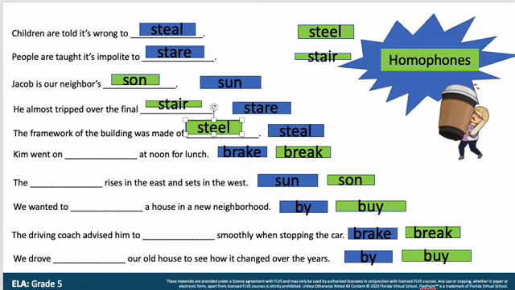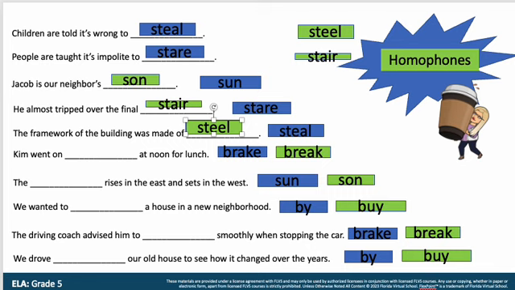All right, I want you to try the next 5. So Kim went on a blank at noon for lunch. The blank rises in the east and sets in the west. We wanted to blank a house in a new neighborhood, and the driving coach advised him to blank smoothly when stopping the car. And then finally, we drove blank our old house to see how it changed over the years.